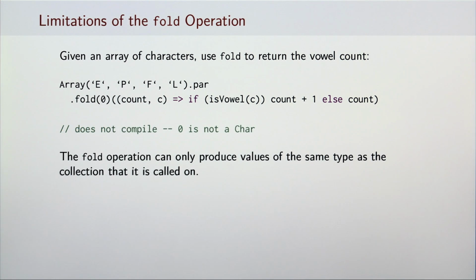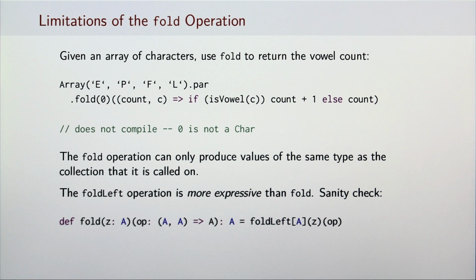Unfortunately, this does not work. The fold operation can only produce values of the same type as the collection that it is called on. This means that the type of the accumulation can only be a character, and 0 is not a character. This was not the case with the fold left operation, which allowed arbitrary accumulation types. Although fold left cannot run in parallel, it is more expressive than fold. Notice that it is easy to implement fold in terms of fold left. This trade-off between expressiveness and parallelism is unfortunate for us, so we will need a more powerful data parallel operation.